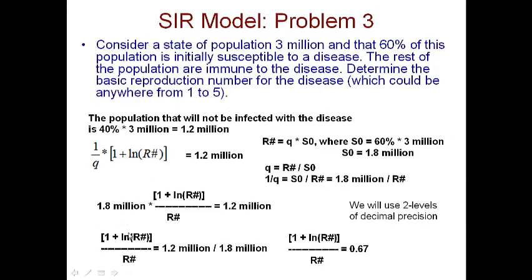Alright. Now another problem. Consider a population of 3 million, and 60% of this population is initially susceptible to a disease. The rest of the population are immune to the disease. Determine the basic reproduction number for the disease, which could be anywhere from 1 to 5. Okay, let me do this problem in another video.